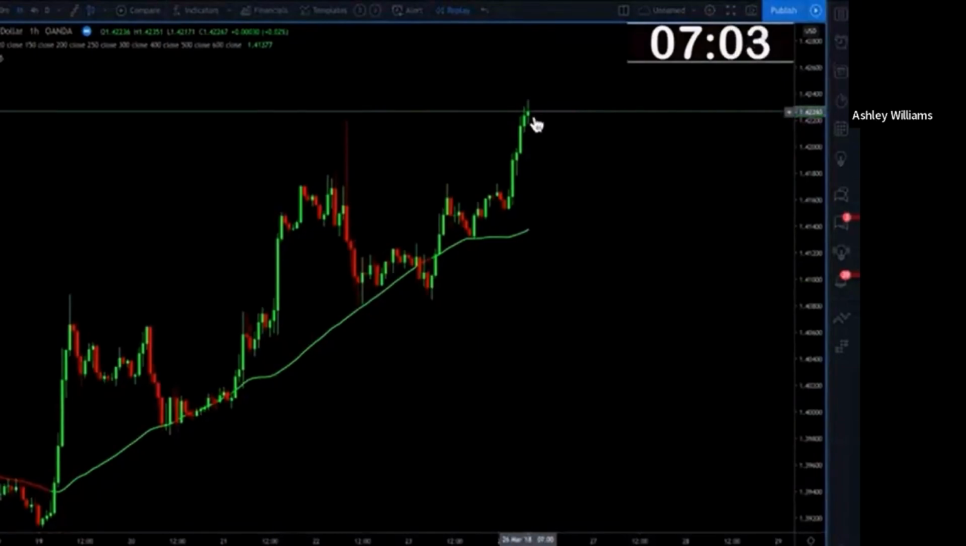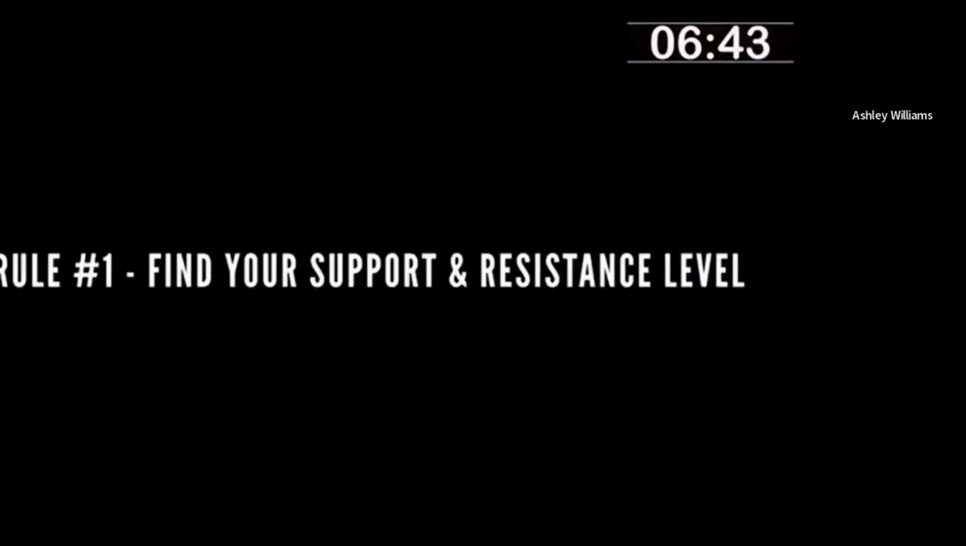And you can apply this rule to any other currency that you like, any other currency. But I'm going to show you the exact rules to follow to prepare for these types of moves to happen, to put yourselves in position. So we're going to replay what happened following the rules, and then I want you to backtest it on your own. Rule number 1, find your support and resistance levels.